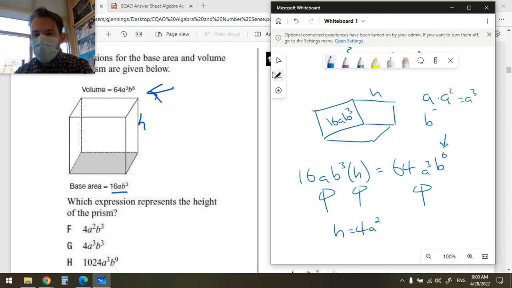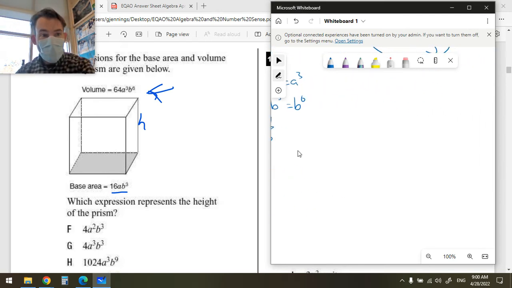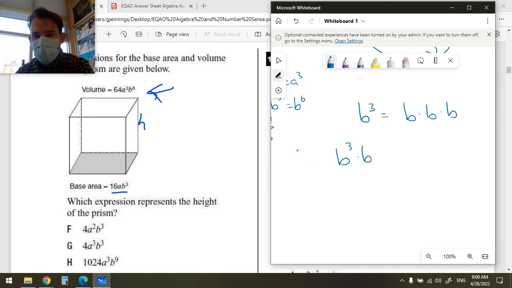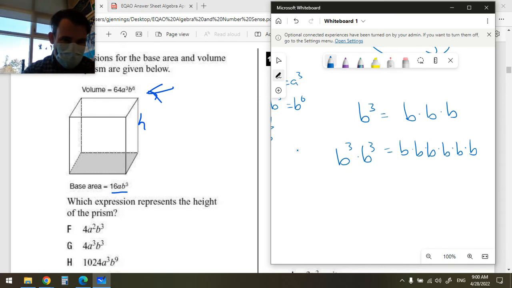Why is this true? B to the 3 multiplied by b to the 3 equals b to the 6. Why? Well, let's write it out. B cubed is the same thing as b times b times b. And if I multiply b cubed by b cubed, then I will have b times b times b times b times b times b. 1, 2, 3, 4, 5, 6 b's multiplied by each other.